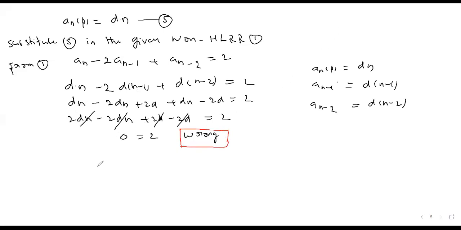Now come to the third case. An of P equals D into n square. Again the same, this is the fifth step. That means substitute the same.